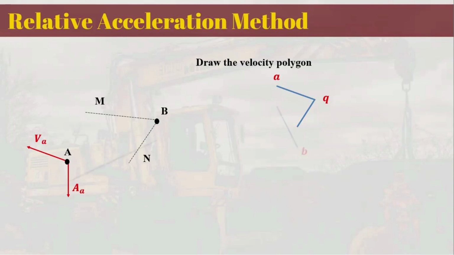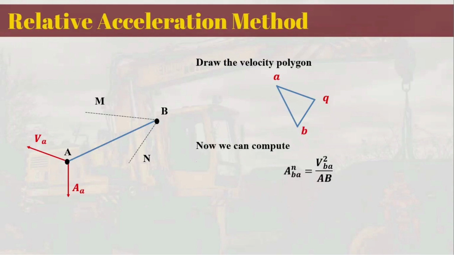Because we learned from the previous topic that the lines in the velocity polygon are perpendicular to the lines in the actual mechanism. So as you can see here, they are perpendicular. So this is from the head of A. In this way, we were able to obtain the velocity of B, that is QB. So this now represents our velocity polygon. This is the first step in drawing the relative acceleration polygon using the relative acceleration method.